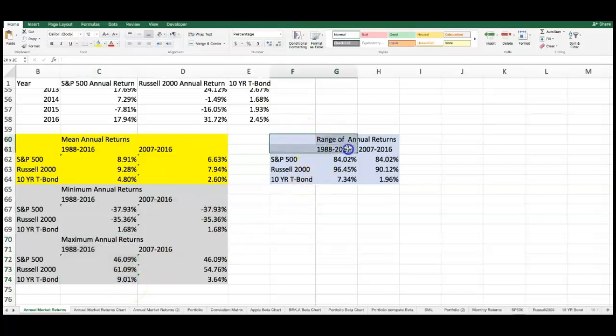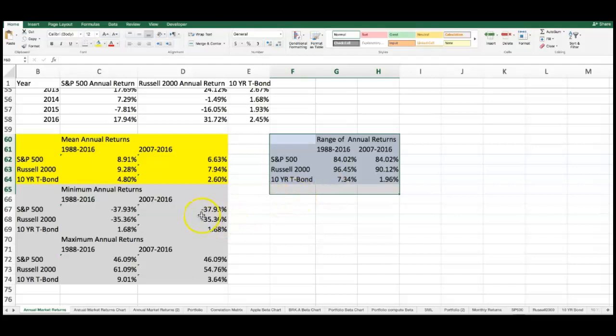So if we look at this range, here we look at the range of annual returns from 1988 to 2016. The range on the S&P 500, this is the difference between the minimum annual return and the maximum annual return, we saw that range was about 84%. For the Russell 2000, that range was about 96%. And for the 10-year Treasury it is about 7%. So the range was much larger for the stocks than it is for the Treasuries because they're riskier. And the range of annual returns for the Russell 2000 is greater, so it has greater variability.